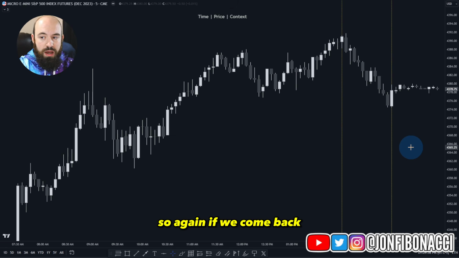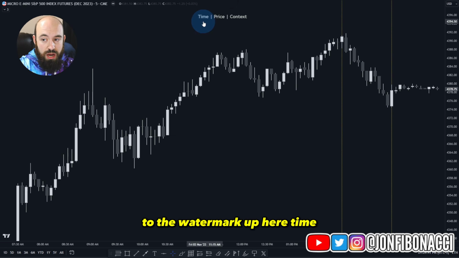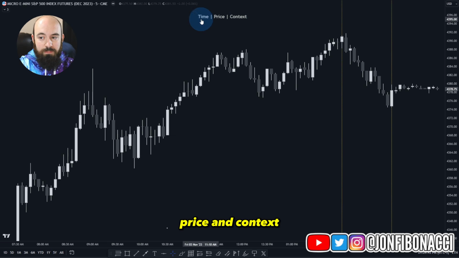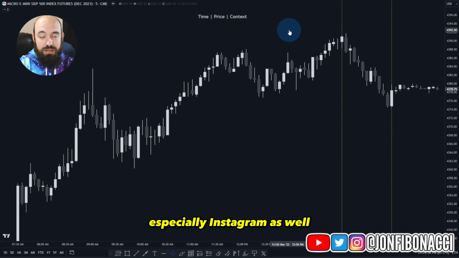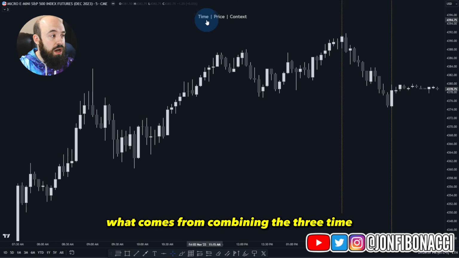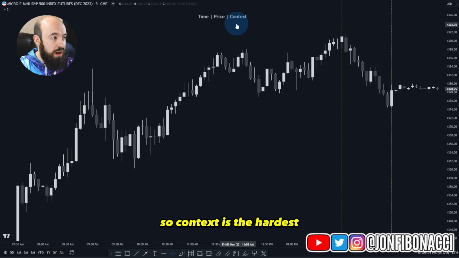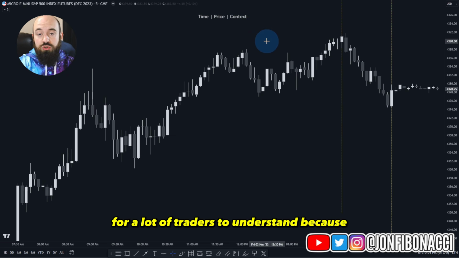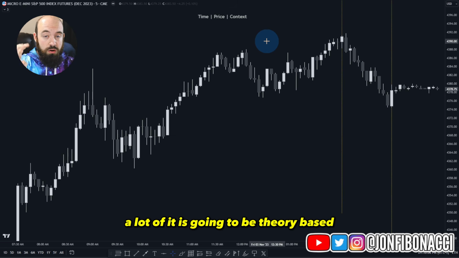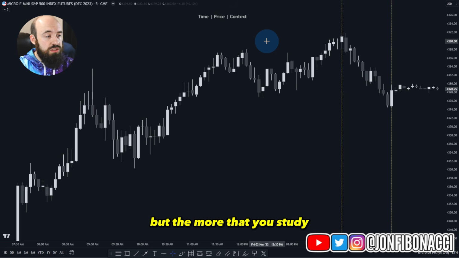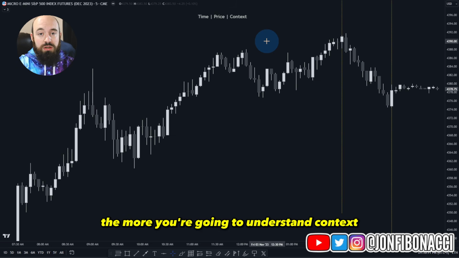So again, if we come back to the watermark up here, time, price, and context, this is the formula, okay? So some of the banger trades that you've seen on Twitter, Facebook, and other social media, especially Instagram as well, that I've shared, these sniper entries, right? How do you get those? Well, it comes from combining the three: time, price, and context. So context is the hardest for a lot of traders to understand because a lot of it is going to be theory based, but the more that you study, the more you're going to understand context.